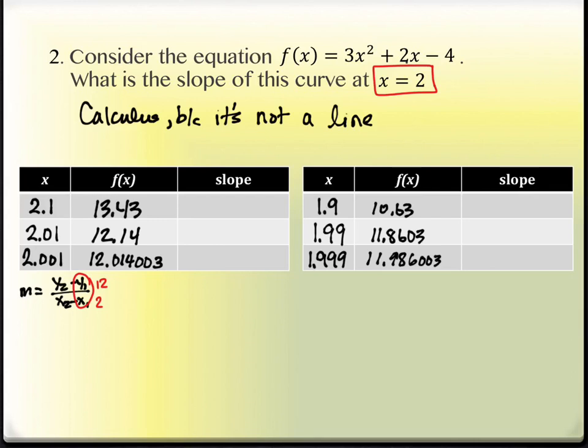So I'm going to calculate 6 slopes. How do I do that? Well, I'm going to go in one by one, and I'm going to use the values that are in my table. So the first y value is 13.43 minus the 12. That's going to stay the same every time, over 2.1 minus 2. So this is my first slope value. We'll call it M1.